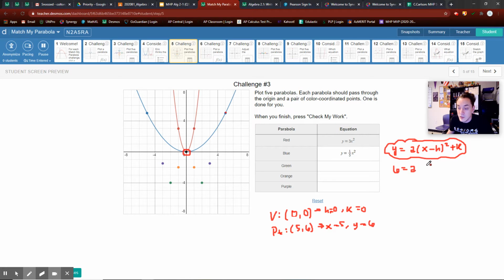My a, I do not know. My x, which is going to be 5, minus 0, my h, and then plus 0. So I have a, 5 minus 0 is just 5, so I have 5 squared. This is 6. This will actually be 25. A, this is 6. Divide by 25, divide by 25. Okay, that's what I have.